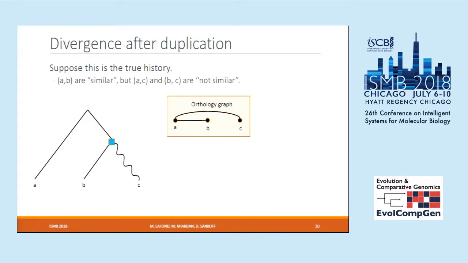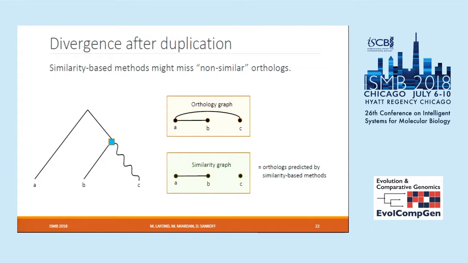But in terms of similarity, what you might expect in this scenario is that A and B are going to be similar because you don't have some significant divergence on the AB path, but AC and BC will not be similar because of these wiggly edges that represent divergence. So when you build a similarity graph, this is what you would expect, and this is what you would expect these similarity-based methods to predict. And they will miss this AC orthology because AC is a pair of non-similar divergent orthologs.